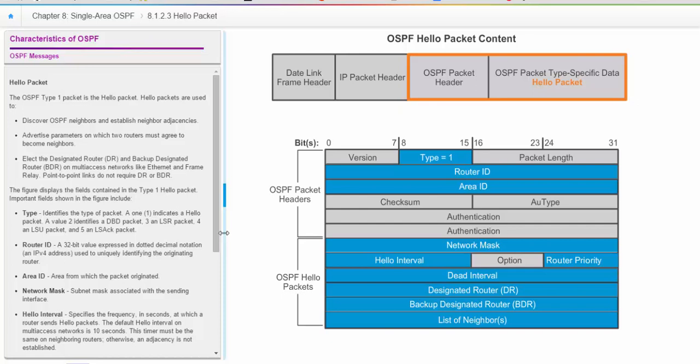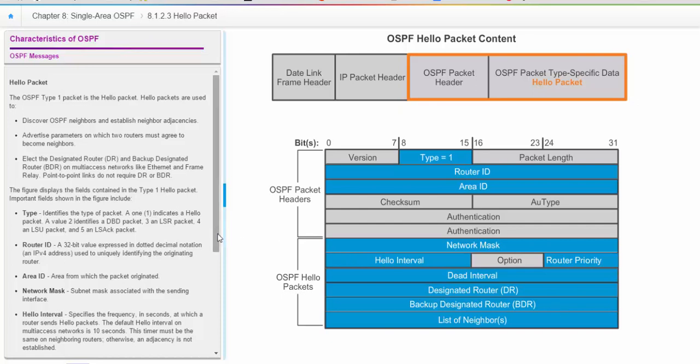They elect the designated router, or the DR, and the backup designated router on multi-access networks like Ethernet and Frame Relay. With point-to-point links, they do not require a designated router and a backup designated router.